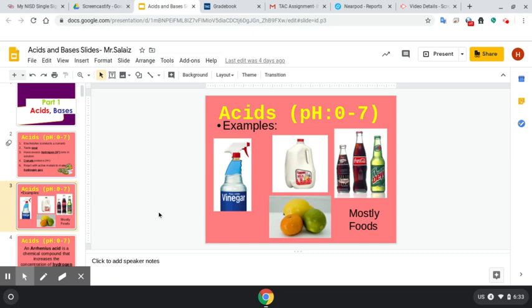Some examples of acids are going to be stuff like vinegar or milk. Milk is actually acidic, believe it or not. Sodas for sure, and then of course citrus: oranges, limes, lemons. All these are examples of acids, which have a pH between 0 and 7.